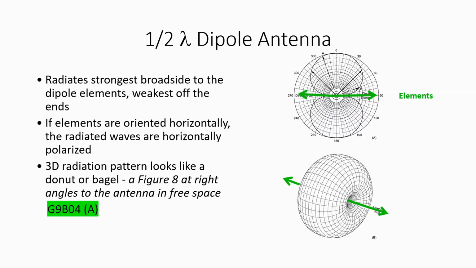Okay, back to our diagram. The antenna radiates broadside from the elements. So if the element is pointed north and south, it's radiating east and west. You will see that in the 3-dimensional version here, this is outer space, looking at that antenna element. That antenna element is radiating as a donut, which the answer in the question is a figure 8 pattern in free space.